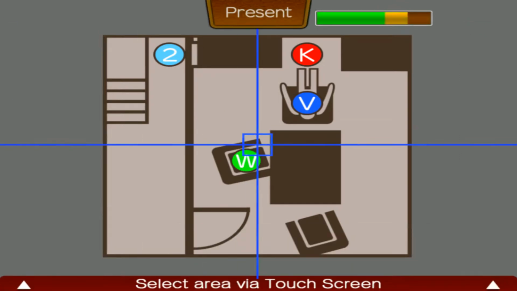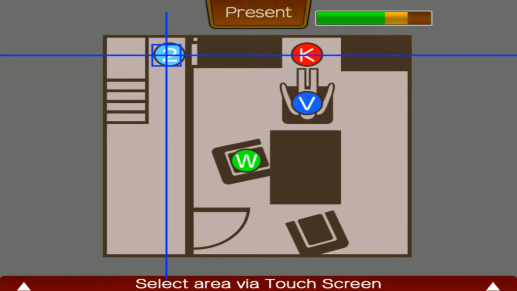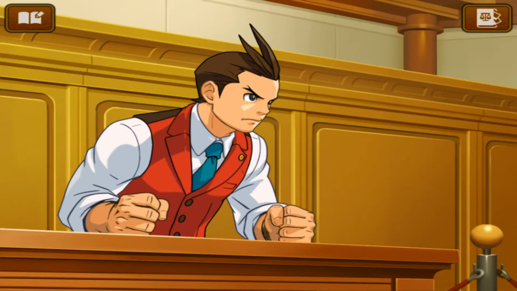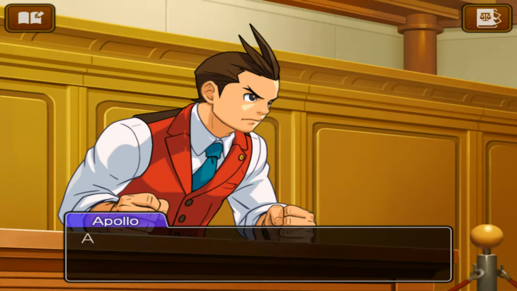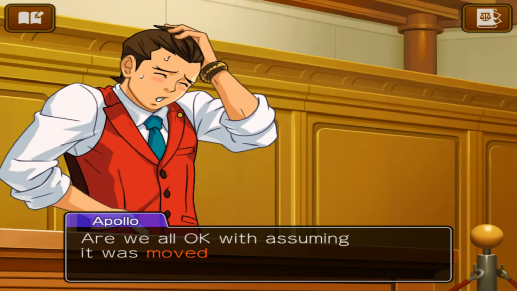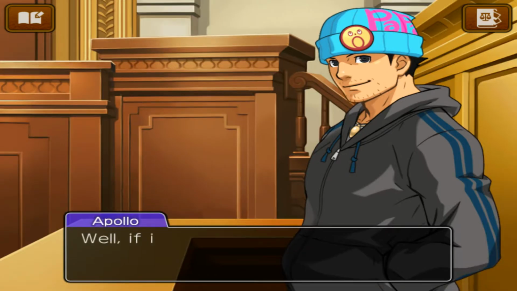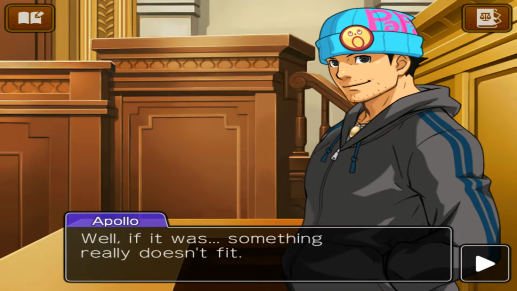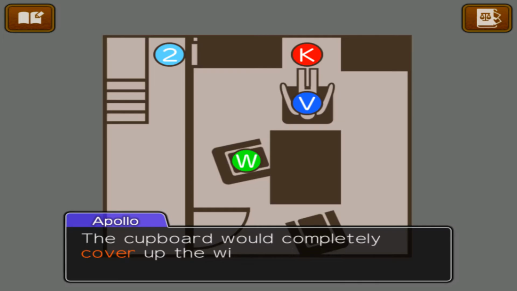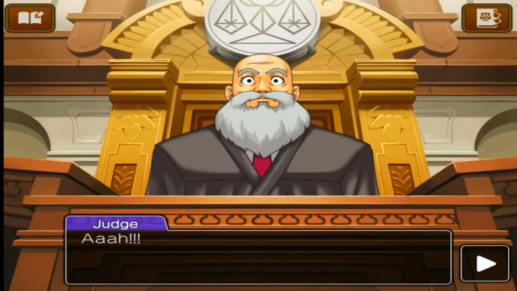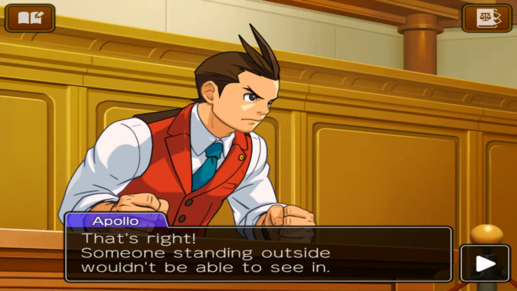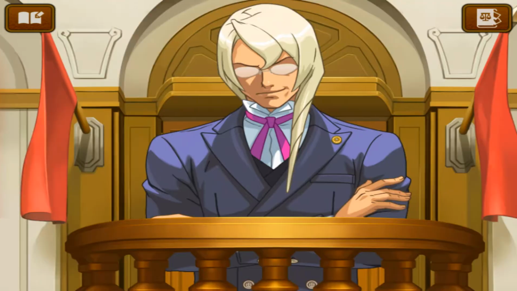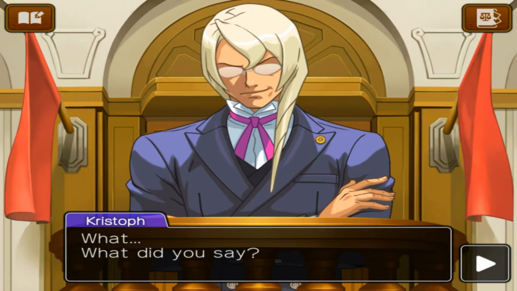This one. Because they can't see through a window, because it's blocked by a cupboard. Duh! Kaboom! About this cupboard. Are we all okay with assuming it was moved? Sure, why not? Well, if it was, something really doesn't fit. The cupboard would completely cover up the window to the stairs. That's right. Someone standing outside wouldn't be able to see in. Someone like Mr. Gavin. What did you say?